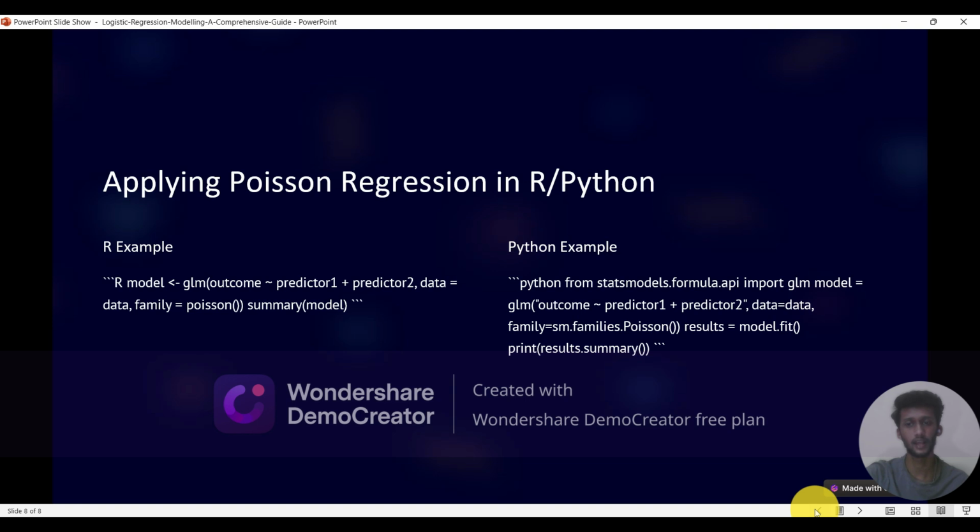At last, you can see the example of Poisson regression on the PPT screen. On the left side, there is an example in R. On the right side, there is an example in Python. In the R example, the model is glm(outcome ~ predictor1 + predictor2, data = data, family = poisson), then summary(model). In the Python example, from statsmodels.formula.api, and all the outcomes are mentioned.